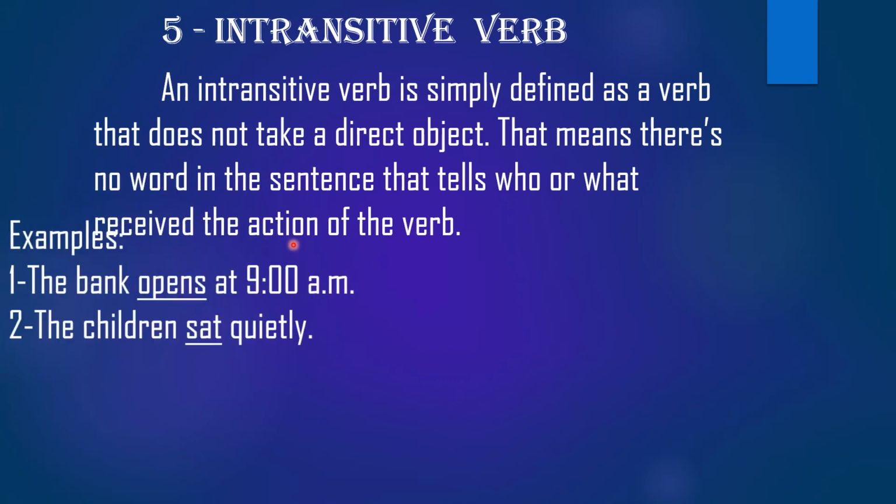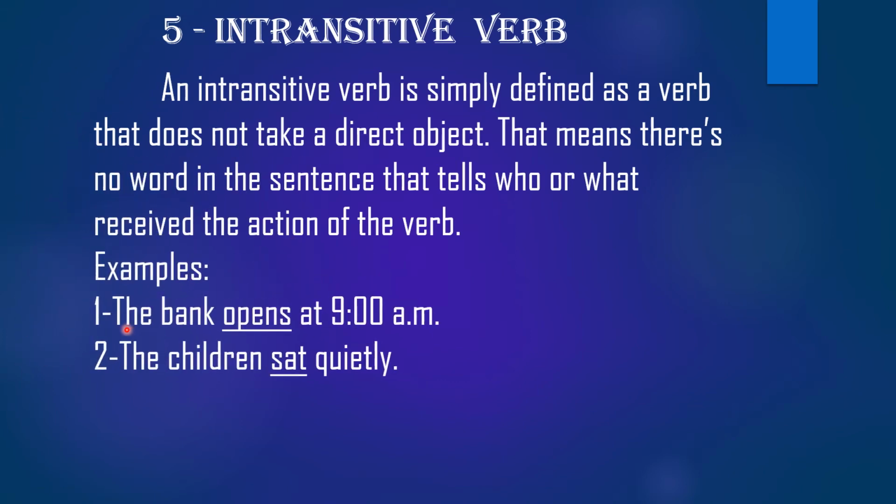Now see some examples. The bank opens at 9 a.m. Here opens is our intransitive verb. Why? Because there is no object or any word which shows that it is an object. The second example: the children sat quietly. Here sat is our intransitive verb, and here quietly is an adverb, which will be learned in the next classes, but here there is no object, so it is our intransitive verb.